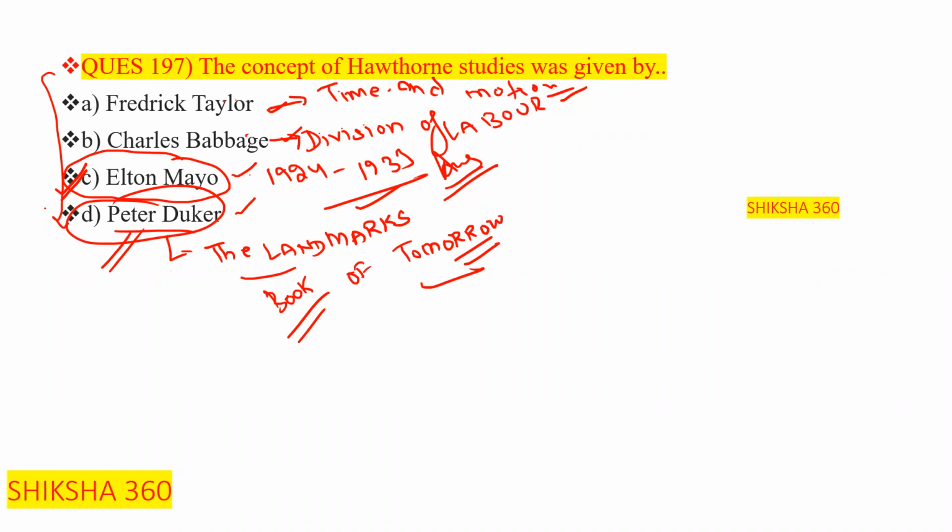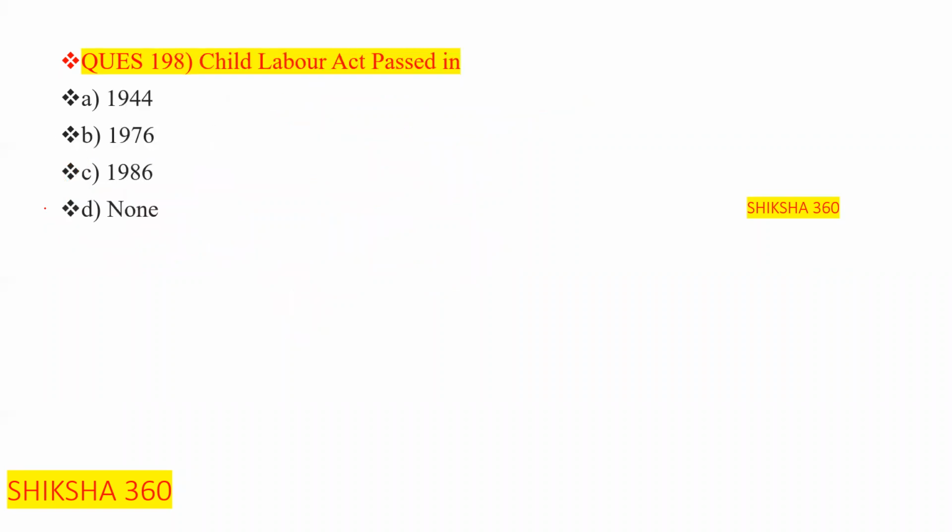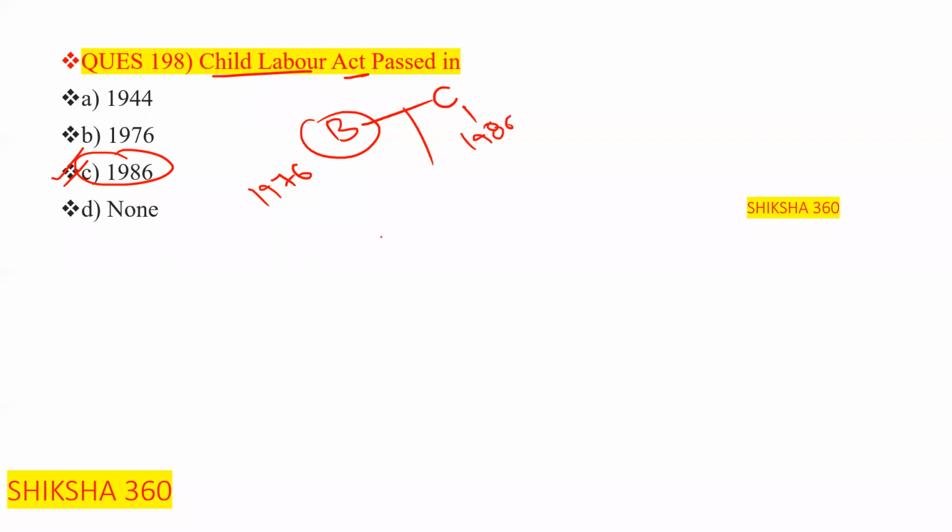Now move to question number 198. Hope all of you are able to answer very fast. Child Labor Act was passed in which year? 1944, 1976, 1986, or none of the above. The correct answer is 1986. Hope you are able to remember in the examination also. Bonded Labor Act is 1976, and Child Labor Act is 1986.